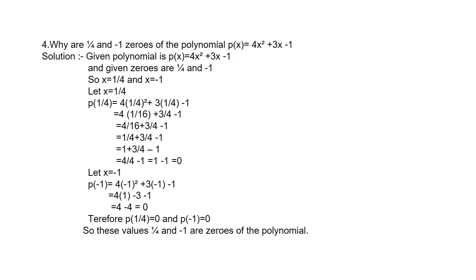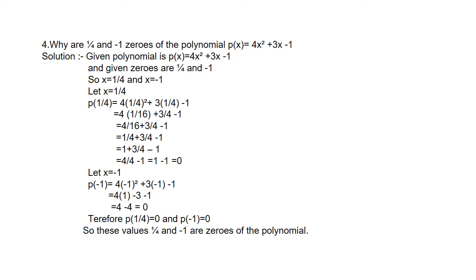Now let us go to the fourth problem. Are 1 by 4 and minus 1 zeros of the polynomial p of x is equal to 4x square plus 3x minus 1? So what we have to check here is whether 1 by 4 and minus 1 are the zeros of the polynomial.